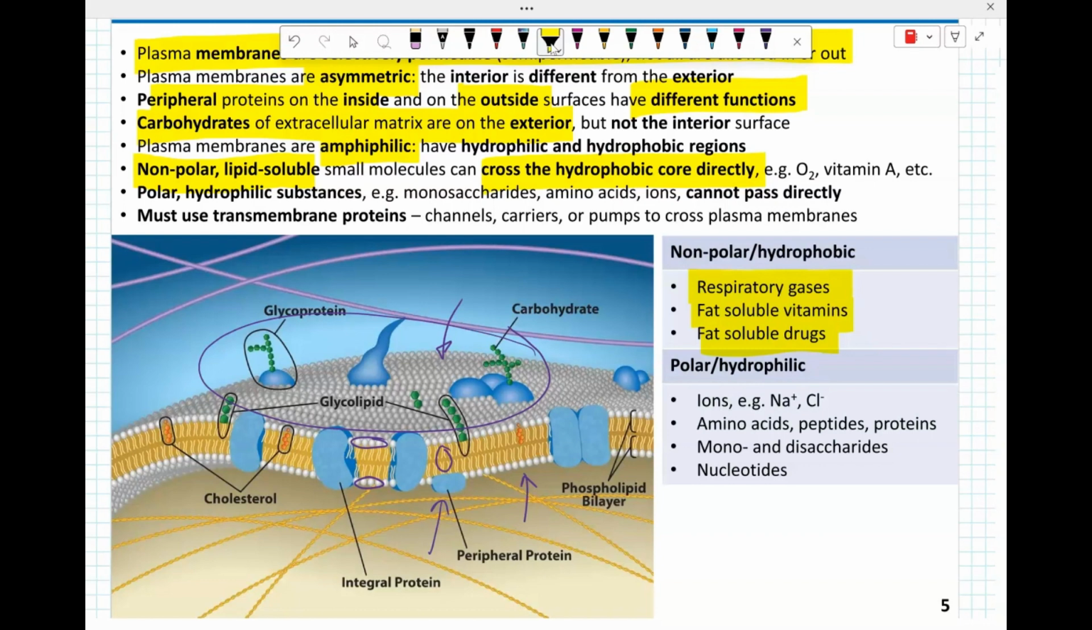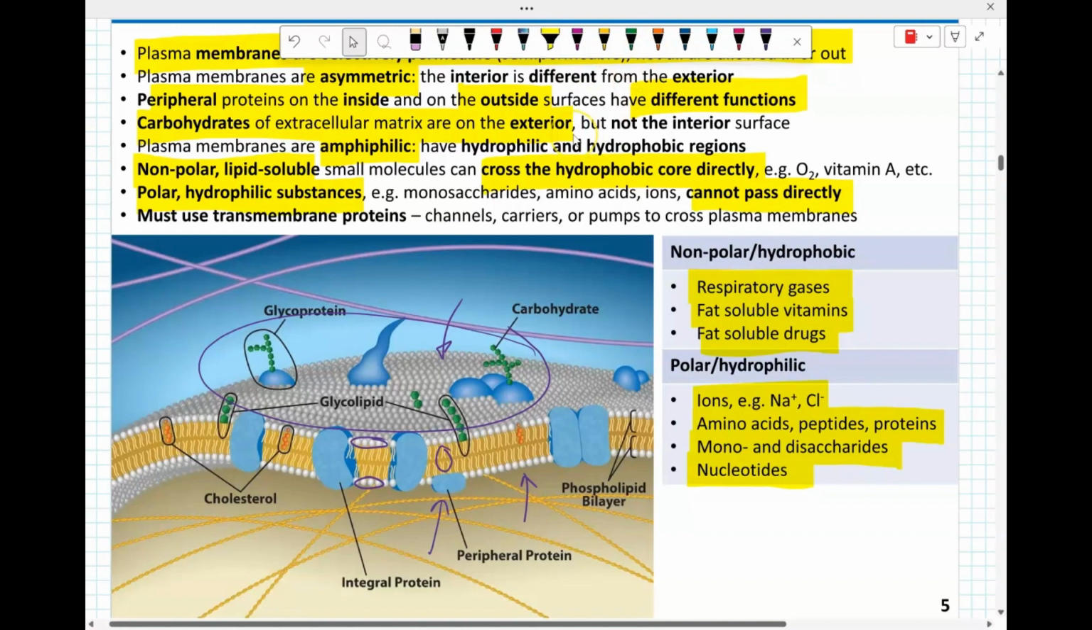Substances that are polar or hydrophilic can't pass across the membrane directly. They cannot squeeze between individual molecules of phospholipids and instead have to use transmembrane proteins, channels, carriers, or pumps. Examples of such polar hydrophilic substances include various ions, which are always hydrophilic because of the charge, amino acids, proteins, peptides, carbohydrates, and nucleotides.